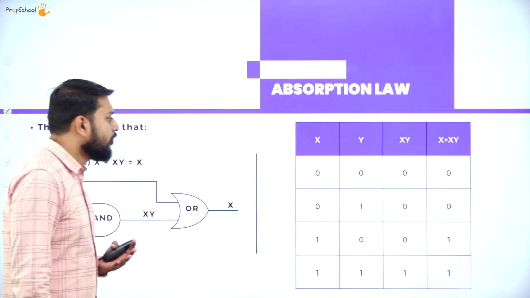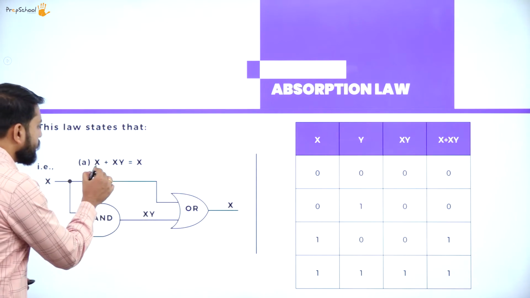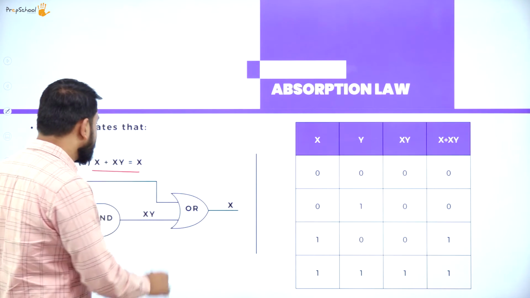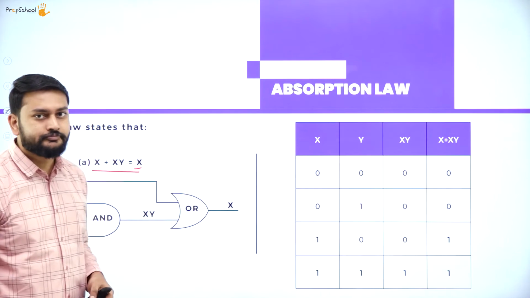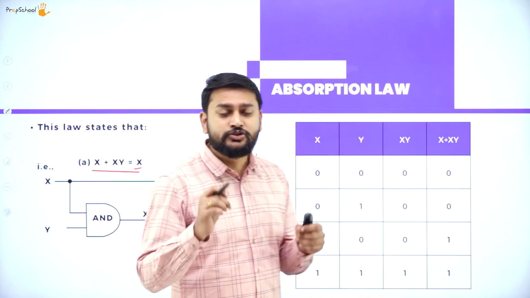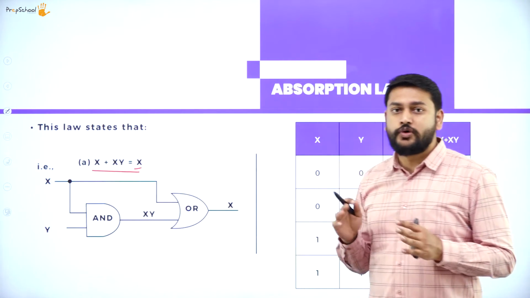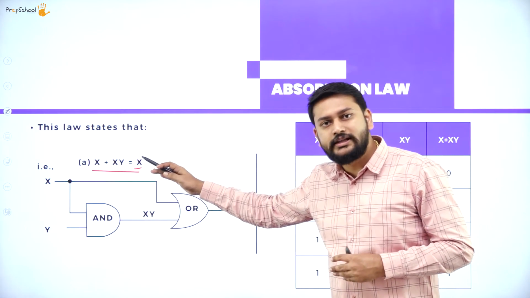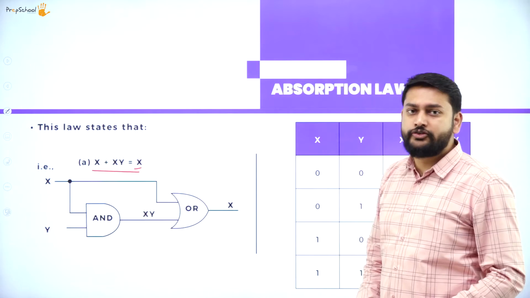What is that I have when I have the absorption law? The absorption law says that x plus x into y is equal to x. x plus x into y is equal to x. That's what you need to understand. How do I do this? How do I write the graphical symbol? I think by now all of you would have understood.